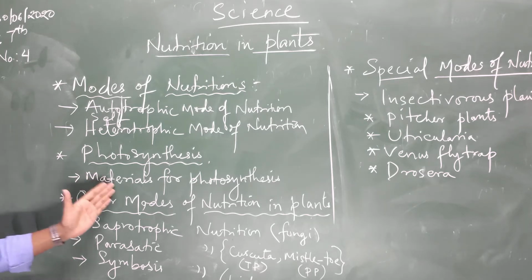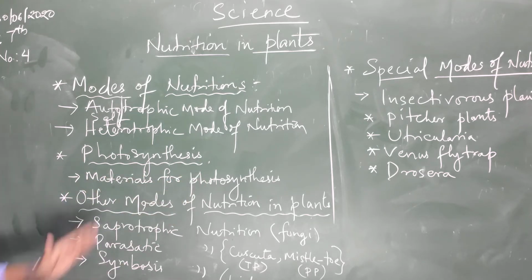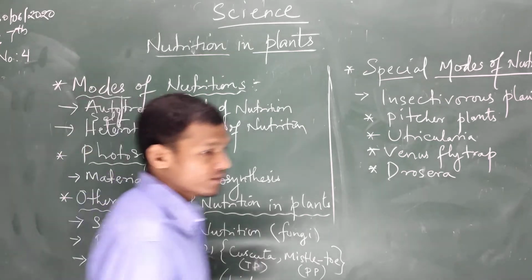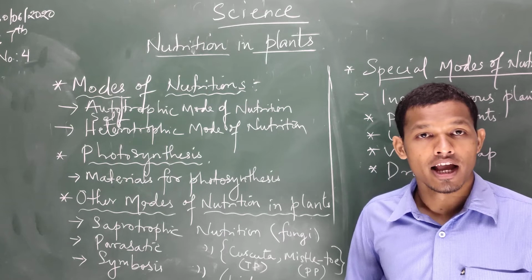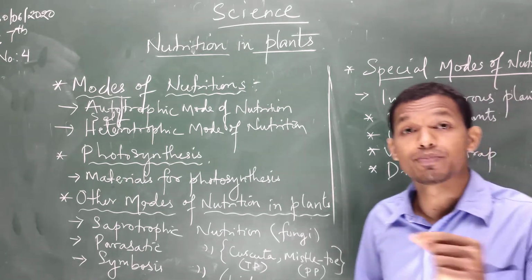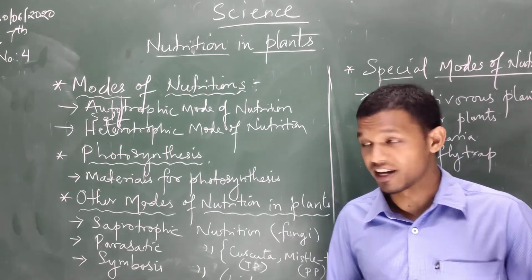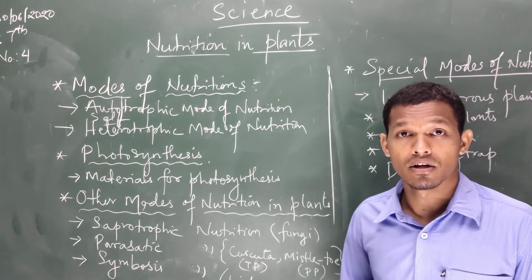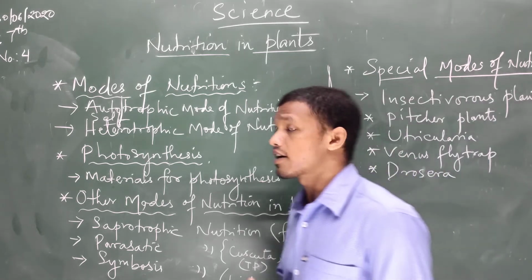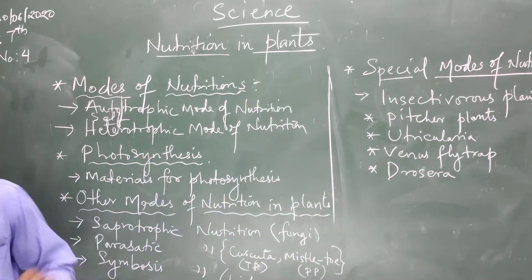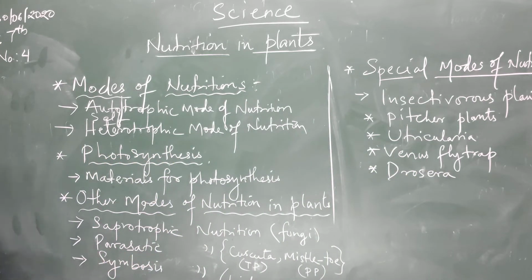So what are the materials for photosynthesis? It requires water, which is present in the soil, and also carbon dioxide, which is present in the air. A mixture of gases is present in the air, and some percent of carbon dioxide is also present in the air. That is absorbed by the leaf.